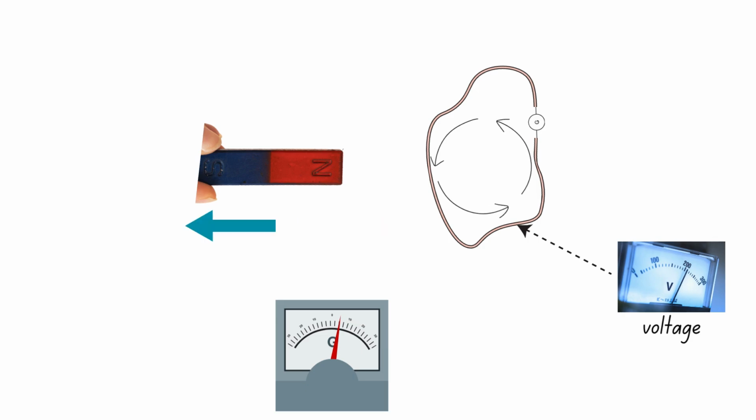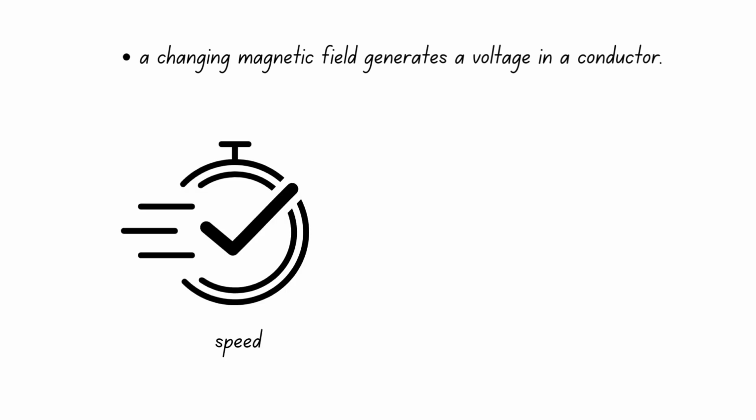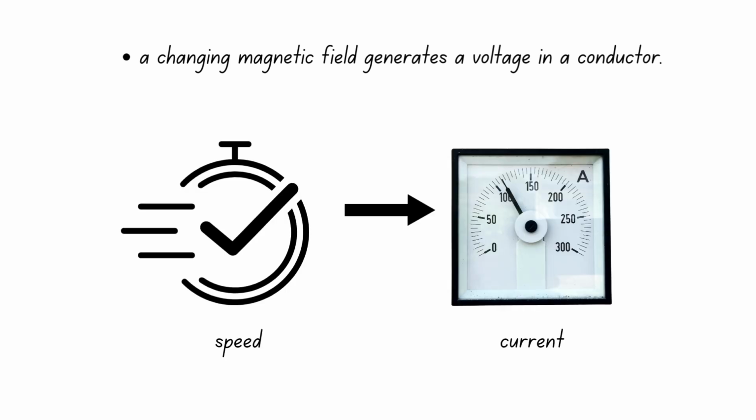When the magnet is moved away, a deflection also occurs, but in the opposite direction, because induced current will have changed its direction. This tells us that a changing magnetic field generates a voltage in a conductor. The greater the speed of the magnet, the greater the deflection.